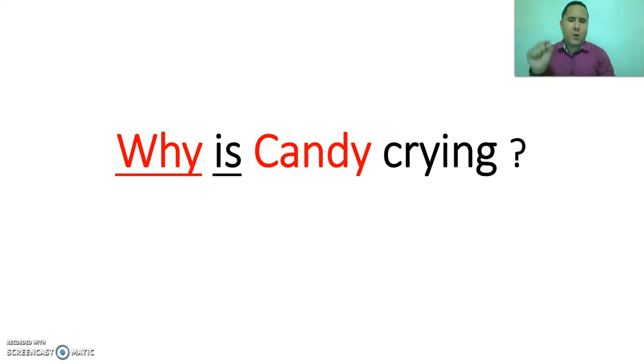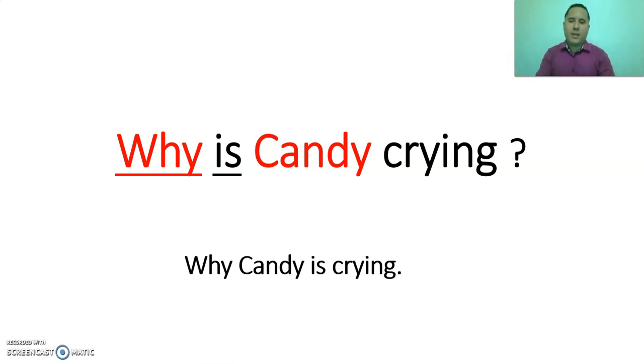Now, look at this. Why is Candy crying? So the result will be this. Why Candy is crying? Candy is the subject, and the verb to be goes right after the subject.